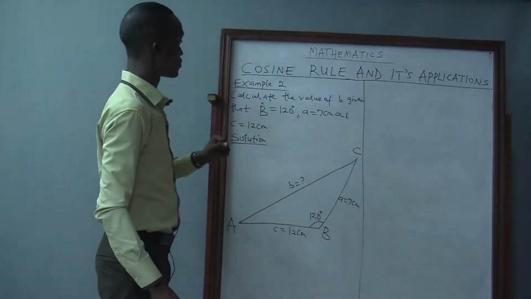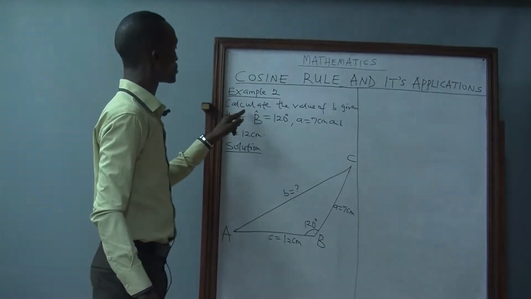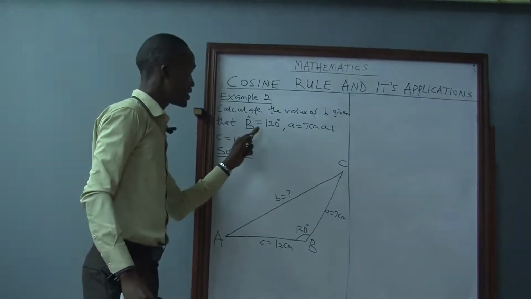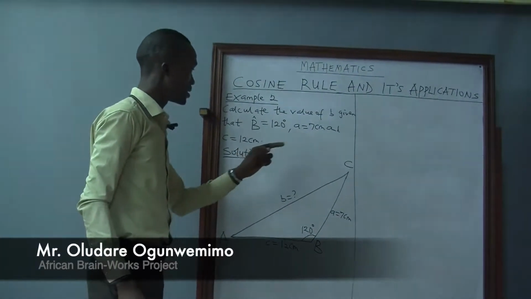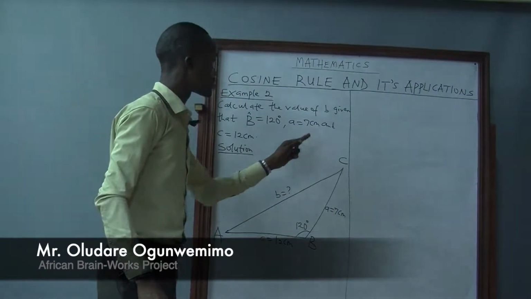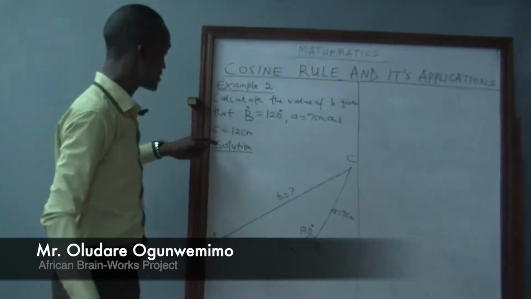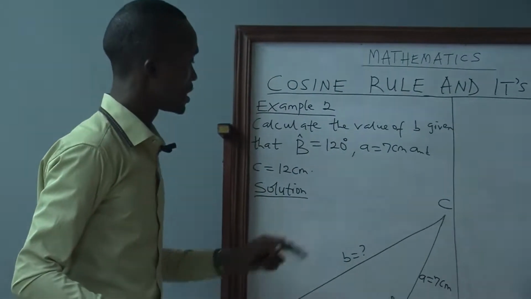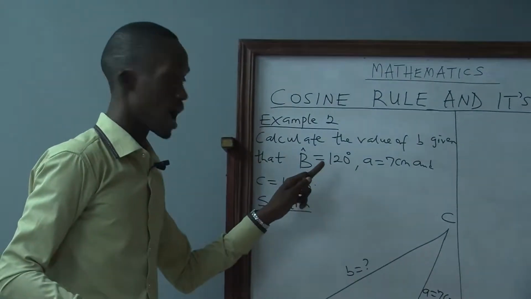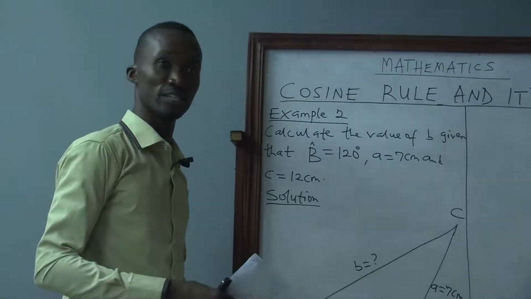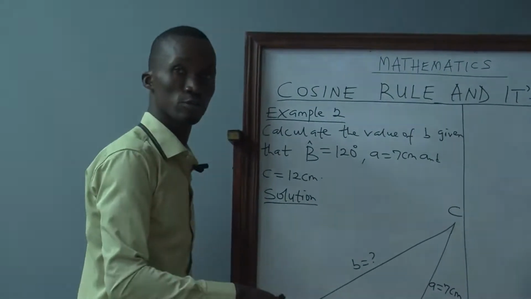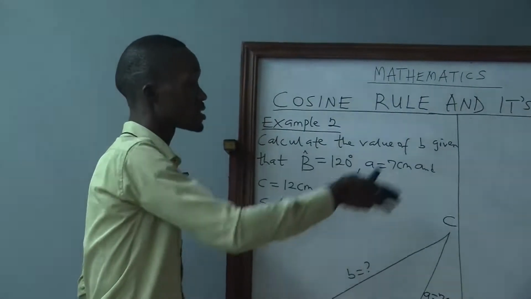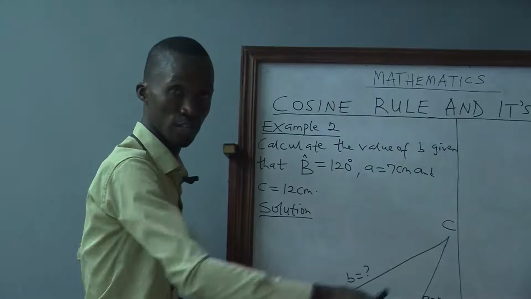Now we have another example which says we should calculate the value of b, given that angle B is equal to 120 degrees, side a is equal to 7 centimeters, and side c is equal to 12 centimeters. Looking at this angle B, it is more than 90 degrees. And when we have an angle that is more than 90 degrees, we call it an obtuse angle. It is also less than 180. Or we can also say it is an angle from the second quadrant.